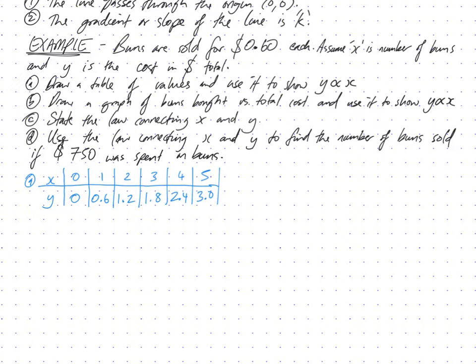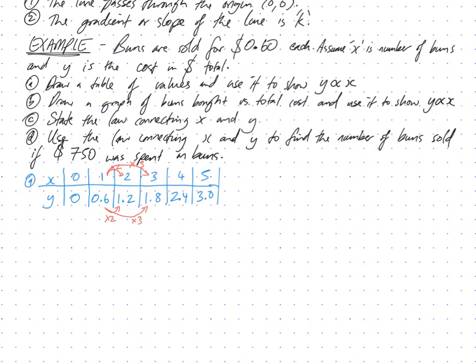When x is multiplied by 2, 1 times 2, what do you notice has happened with y? 0.6 times 2 gives you 1.2. So both the x and the y were multiplied by the same number. So that suggests direct proportionality. But we can't be sure unless it's always multiplied by the same number. So if we move across, the next one, 1 times 3 gives you 3, and 0.6 times 3 gives you 1.8.